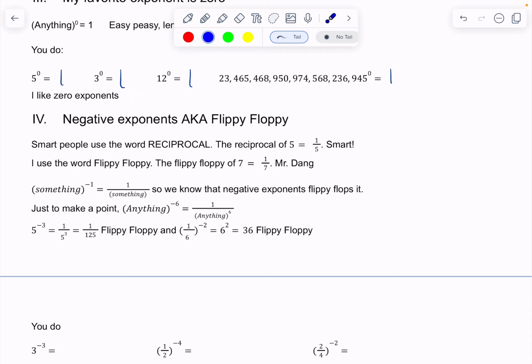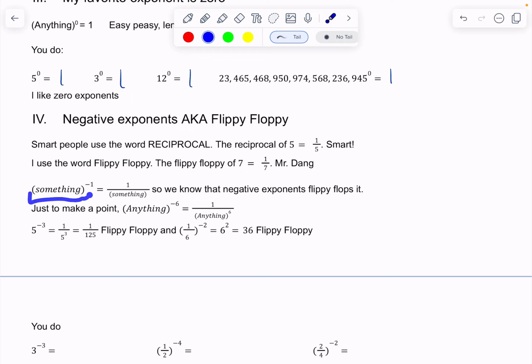I like the word flippy-floppy. The flippy-floppy of 7 is 1/7. Means the same thing. This might be an SAT word later in the future. This will not. You want to be smart, so you can use the better word. It helps me to remember what this actually does. So reciprocal is a flippy floppy.